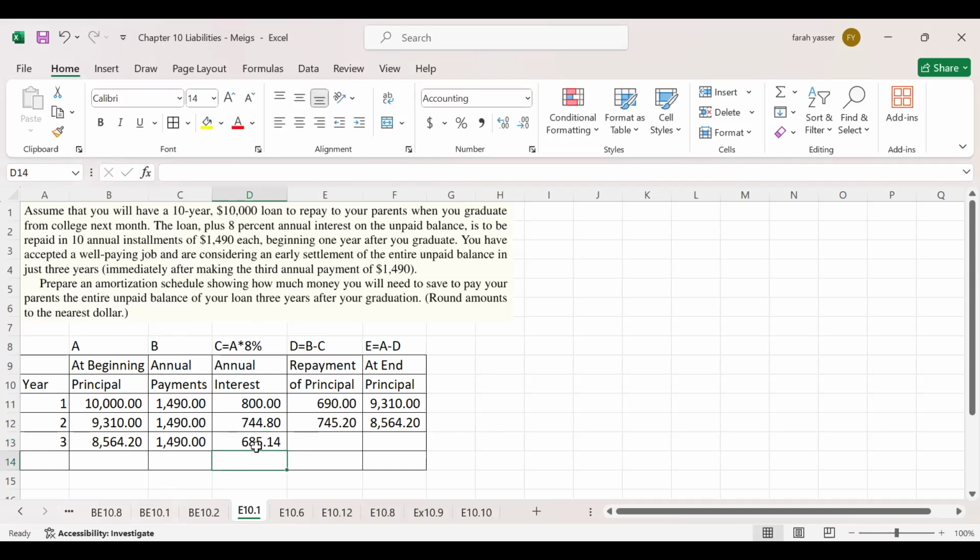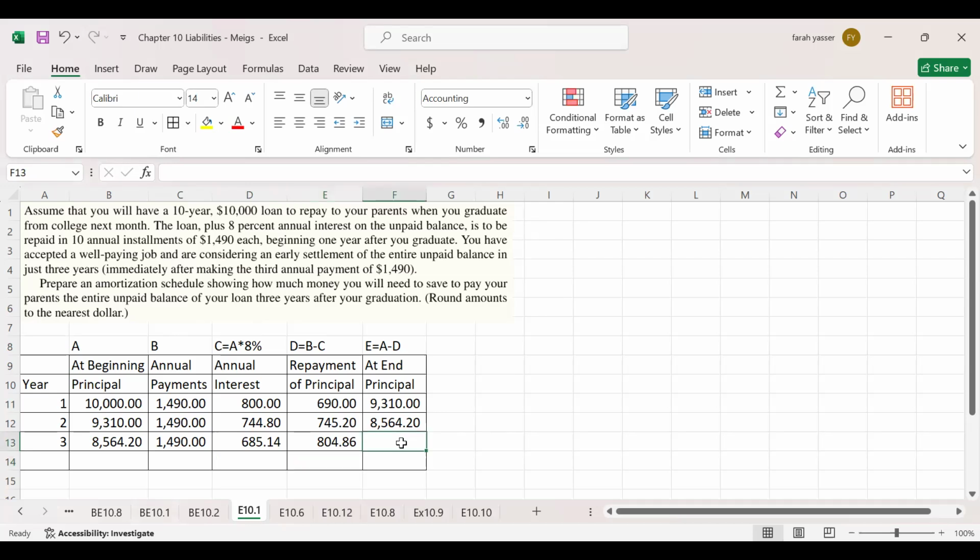So this is the rate of interest. Now we will calculate the repayment of the principal. Total annual payments are 1490, and we will deduct the interest expense, which is 685.14. So this is the repayment of principal.